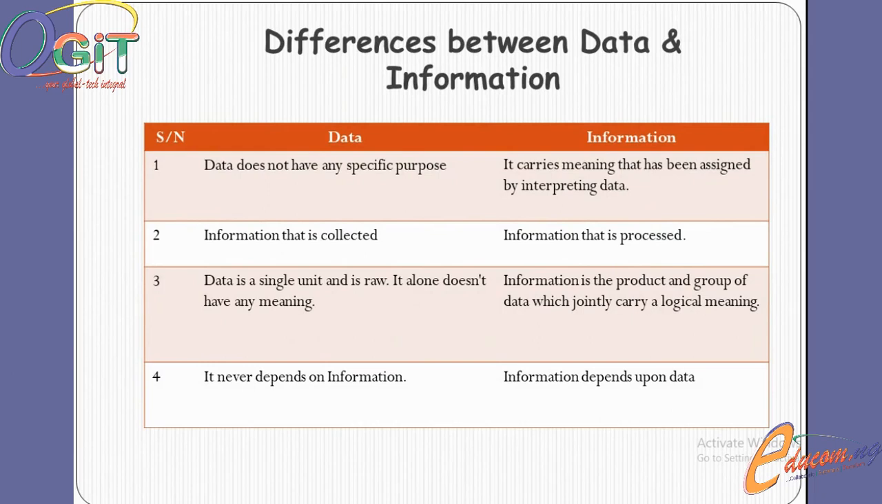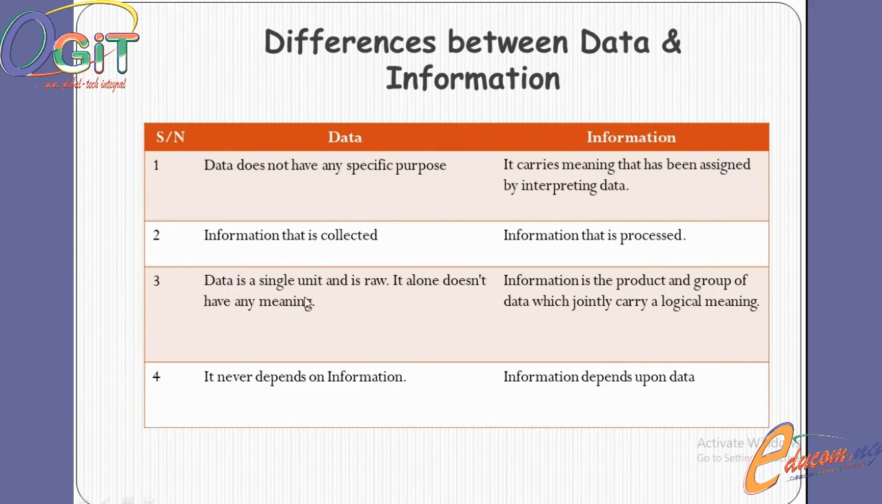Now we move to differences between data and information. Number 1 difference is that data does not have a specific purpose, and information is carrying meaning that has been assigned by interpreting data. Number 2 difference is that under data is that information that is collected, while under information is that information that is processed.